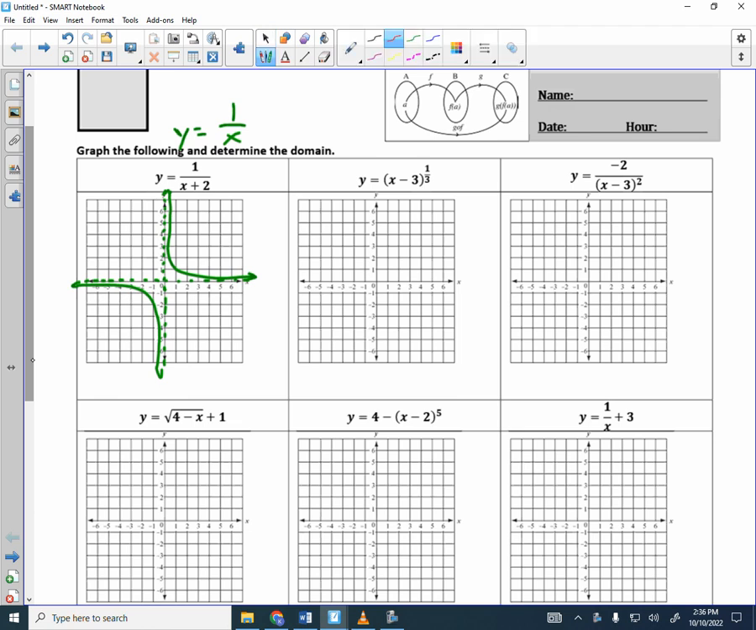So if I move it left 2, is that going to change the location of the vertical asymptote? Yep, so your vertical asymptote changes location. How about the horizontal asymptote? No. Nope, that does not change location. So that sits right where it is. So notice here that you have your first one there and your second one here.